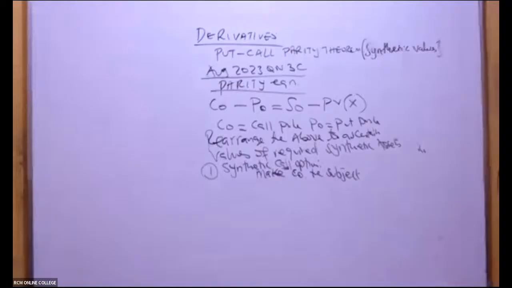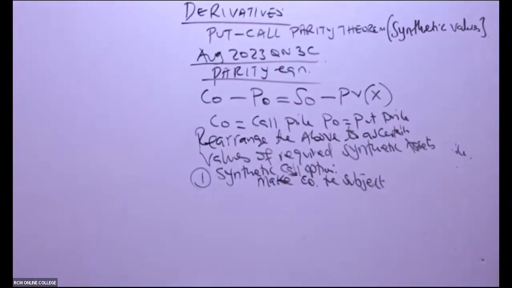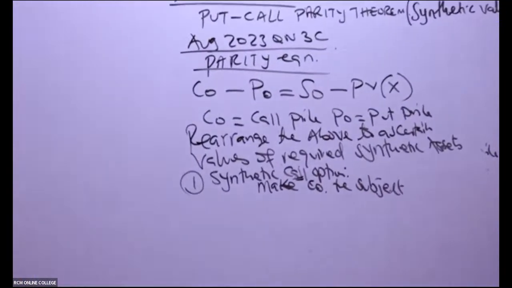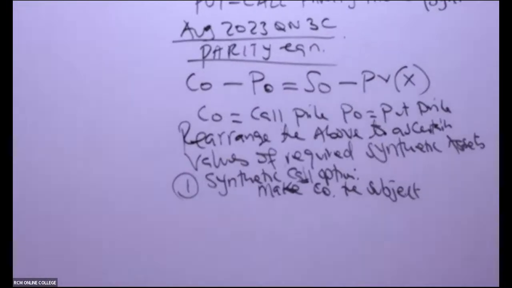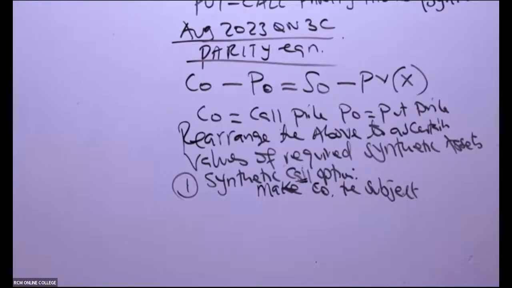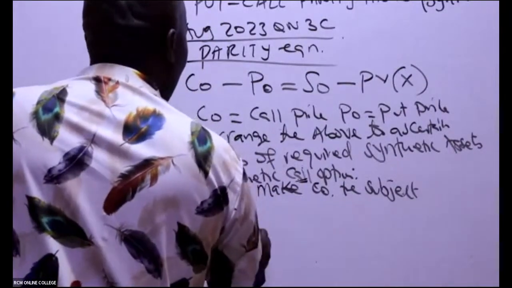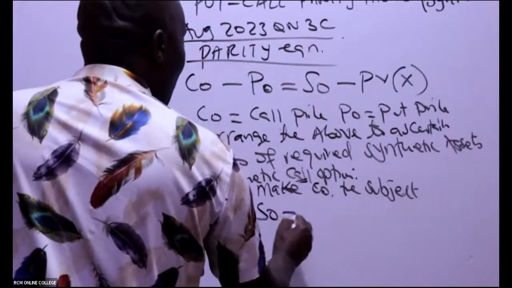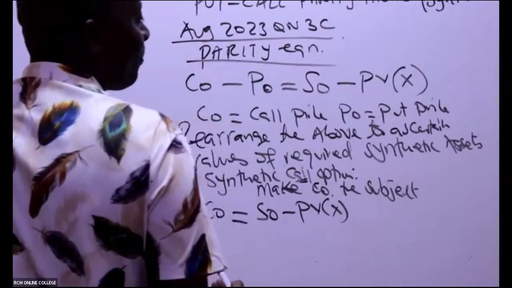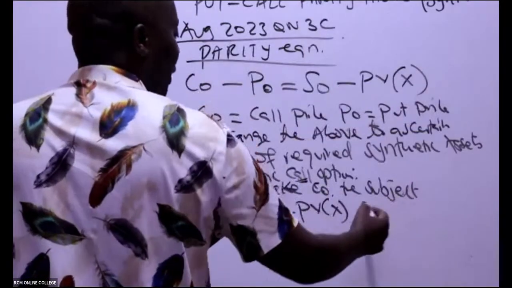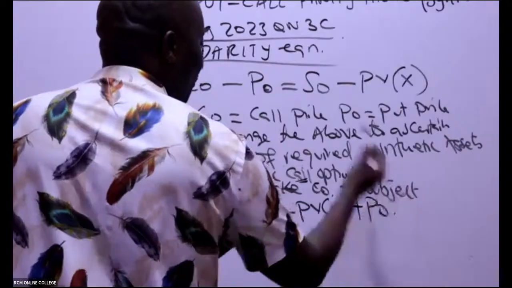Do we know how to make these things subjects of the equation, subjects of the formula? It's very, very easy. So in this particular case, if we want to make CO the subject, CO will be equal to SO minus PV of X, plus, because this is going to the other side, plus PO.